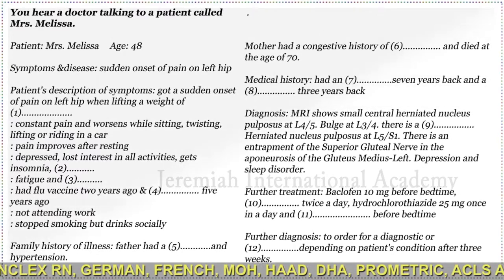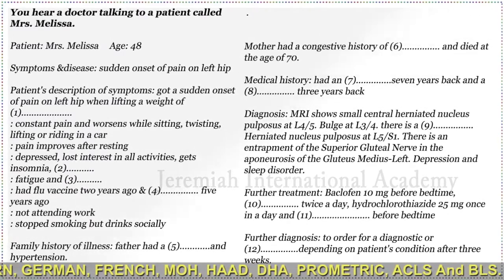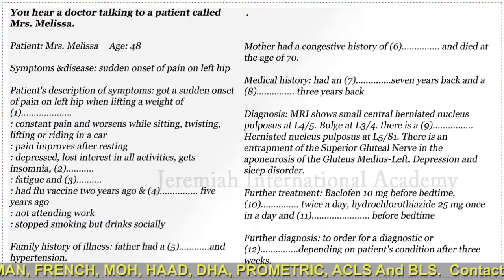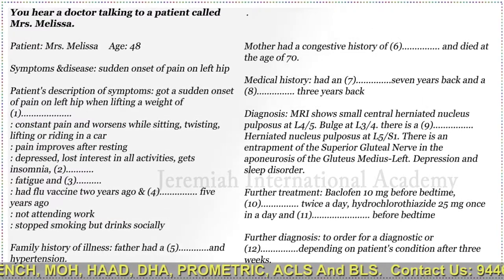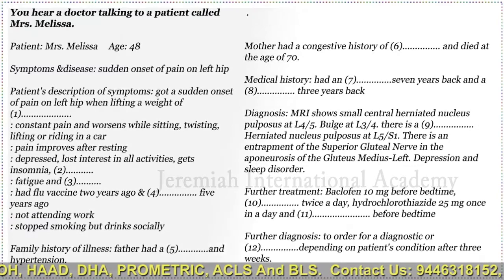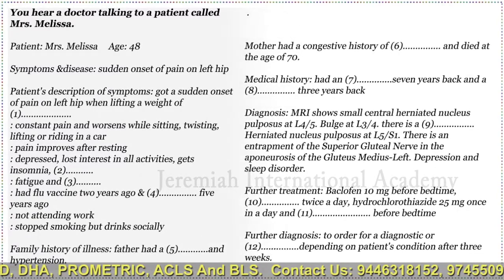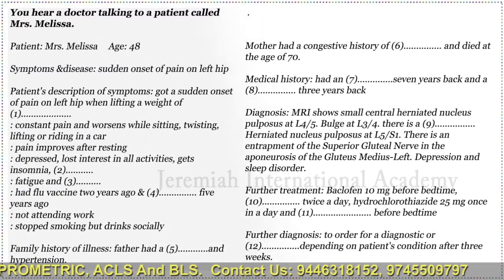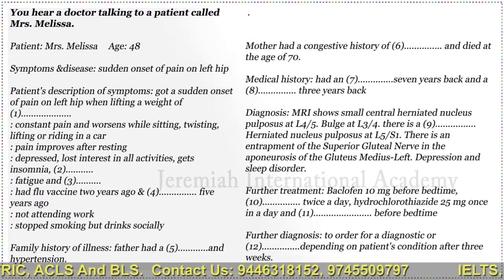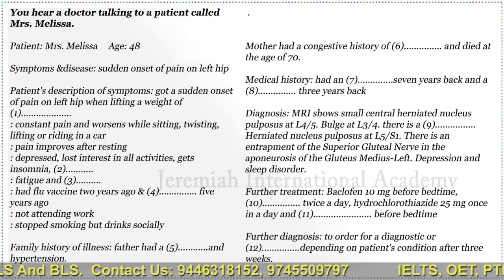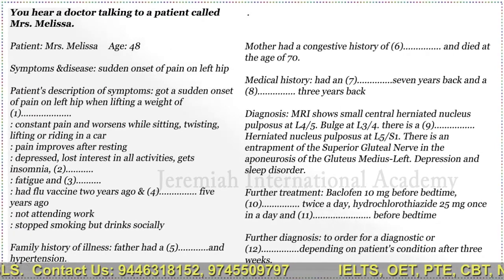Are you attending your work? No, doctor, I am not going to work. Have you been immunized before? Yes, doctor. I had flu vaccine 2 years ago and pneumonia vaccine 5 years ago. Do any of your family members have a history of illness? My father is 79 and had a cerebrovascular stroke and hypertension. My mother had a congestive history of heart failure and died at the age of 70.